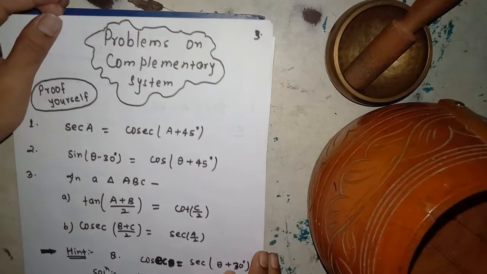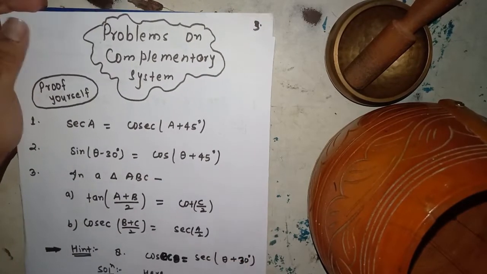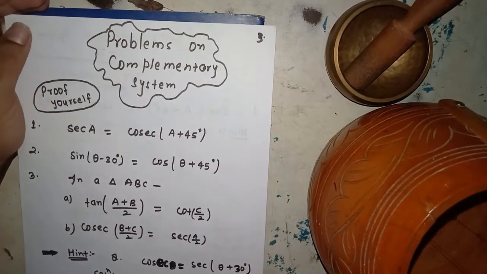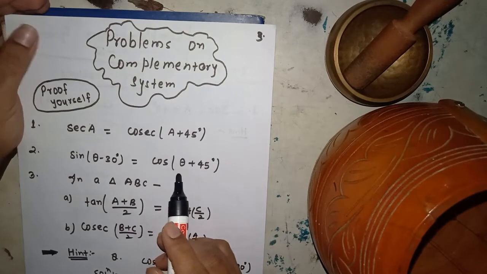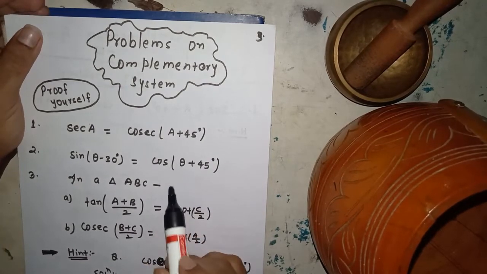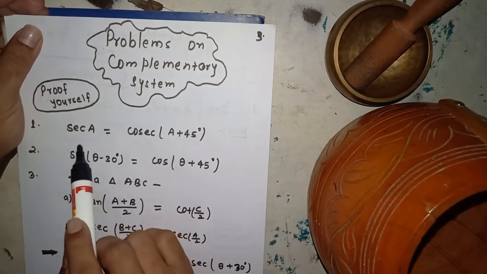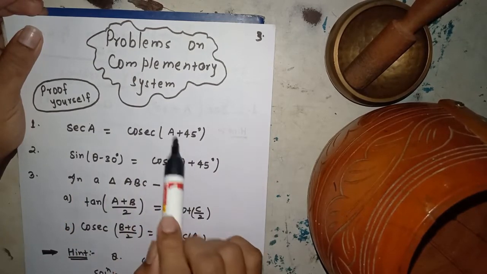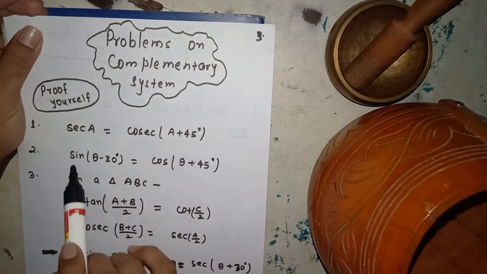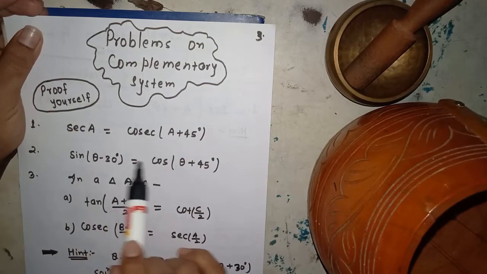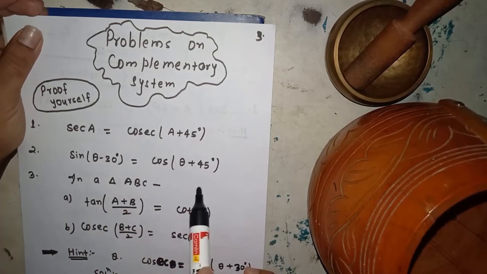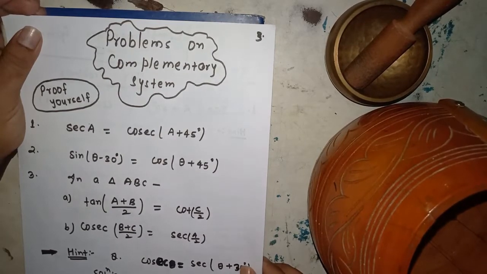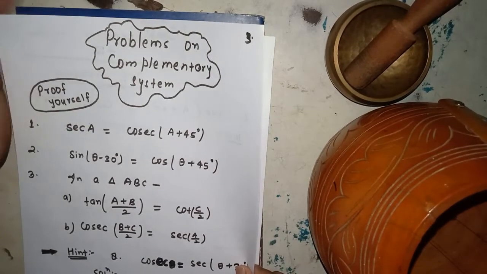Now I am giving you some problems so that you become familiar with the concept of complementary T ratios. So I am giving you here the problems: sec A is equal to cosec (A plus 45 degree), and sine (theta minus 30 degree) is equal to cos (theta plus 45 degree), and like that. You can write it in your paper and you can solve it.